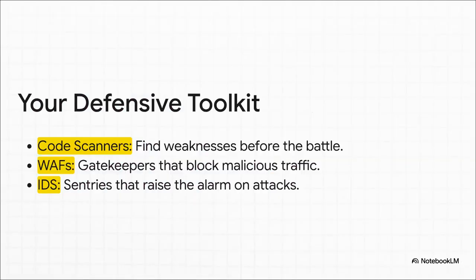So what's actually in this defensive toolkit? Well, first, you've got static code scanners. Think of them as your spies, finding flaws in the code before the battle even starts. Then you have your web application firewalls, or WAFs for short. These are your gatekeepers, inspecting traffic and blocking anything that looks malicious. And finally, you have intrusion detection systems, or IDS. These are the sentries on the wall, watching for known attack patterns and sounding the alarm.